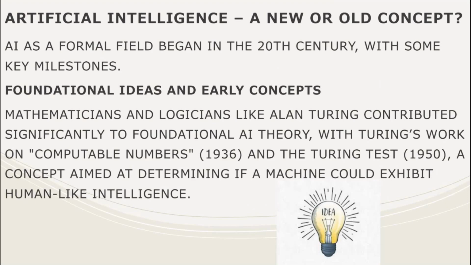So artificial intelligence, just going into a bit of a history of this: is it an old concept or a new concept? We have to look at it from a digital transformation perspective as well. There are some foundational ideas and early concepts that were given to us about 75, 80, 90 years ago. Scientists like Alan Turing contributed significantly to foundational AI theory with Turing's work on computable numbers and the Turing test, a concept aimed at determining if a machine could exhibit human-like intelligence.